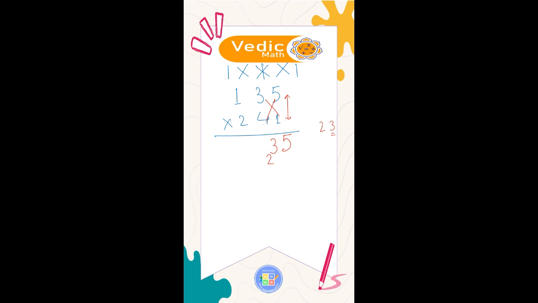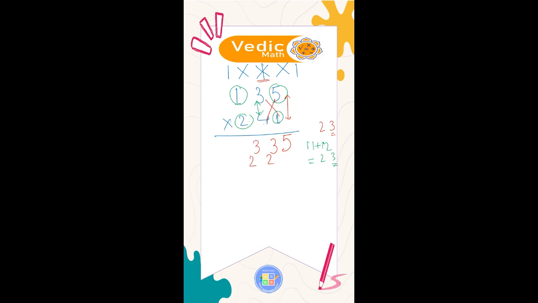Now the next pattern, just focus on this. Corners we will take. 1 times 1 is 1. This 5 times 2 is 10 and 1 times 1 is 1. So 10 plus 1 is 11, and 3 times 4 is 12. So 11 plus 12 will give us 23. So 3 in the ones place and 2 will be carried.